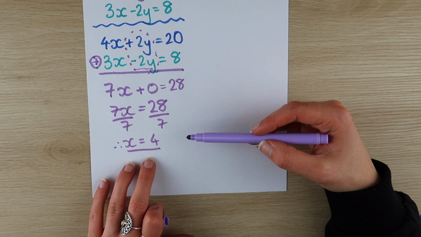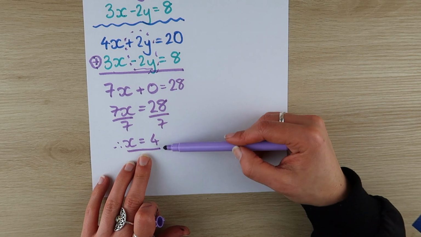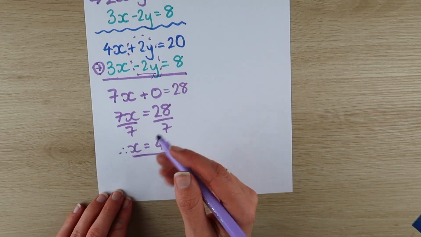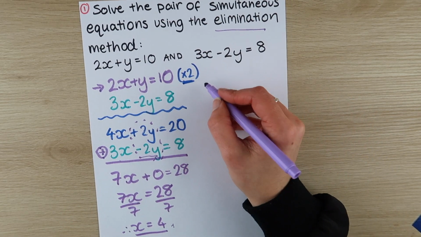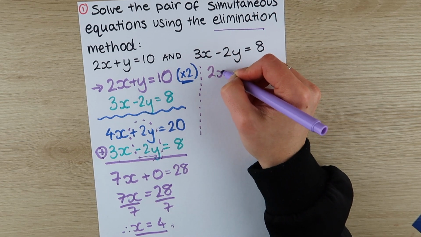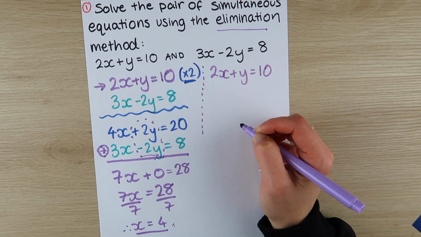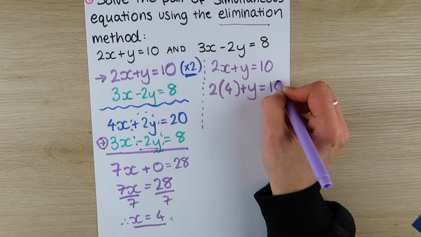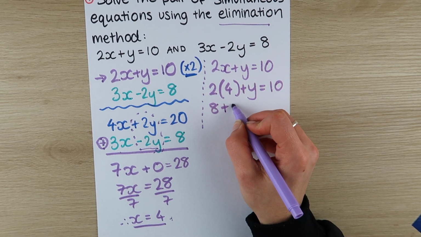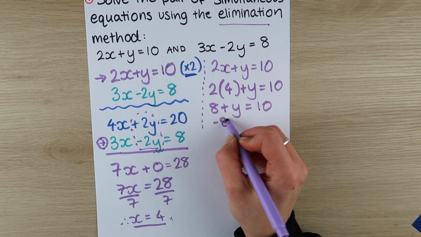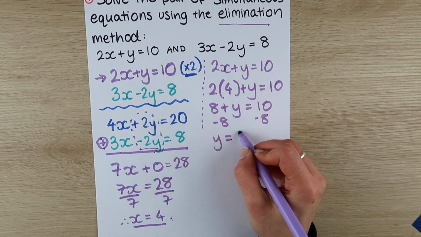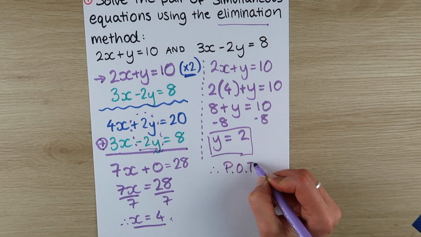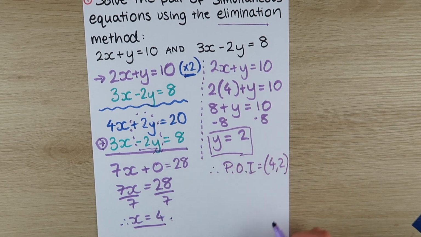Now remember, just like in substitution, I need to find my corresponding y value for the point of intersection. So let's sub it back into one of our problems. I'm going to sub it back into the original. So 2x plus y is equal to 10. Now if I sub in 4, I'm left with 8 plus y is equal to 10, and then I can further rearrange so that I've got y equal to 2. So therefore, my point of intersection is equal to 4, 2.